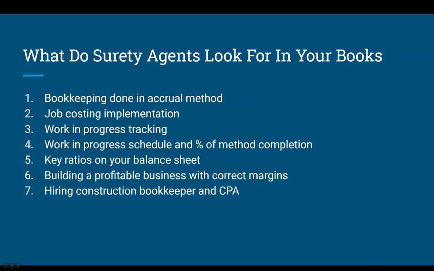I will explore in further detail all the points I have highlighted here, but the few things which are most important are job costing. They ask you for a WIP schedule and WIP adjustments to be done on the books. The key ratios have a lot of importance in the eyes of the underwriter, because based on these ratios, they increase your bond capacity. And ultimately, building a construction business with correct margins is most important. Otherwise, you will be funding the projects out of your pocket.